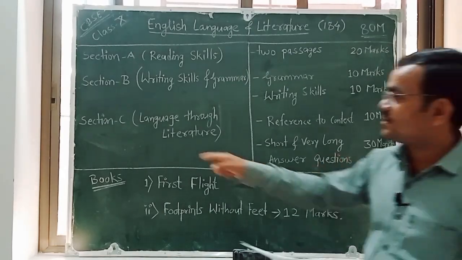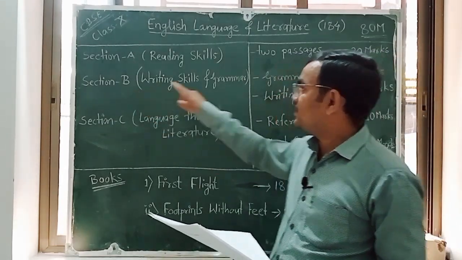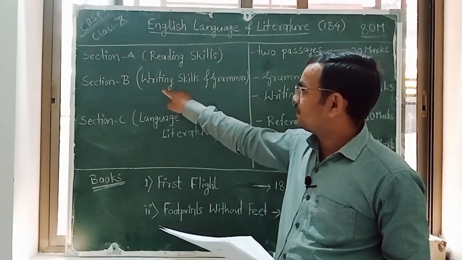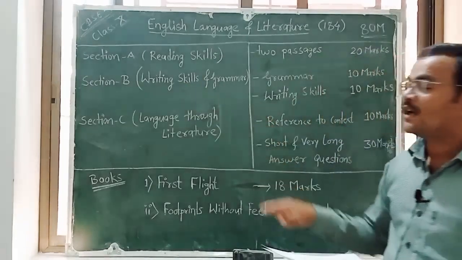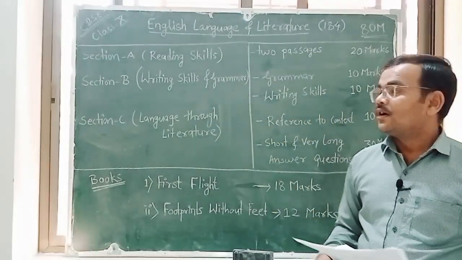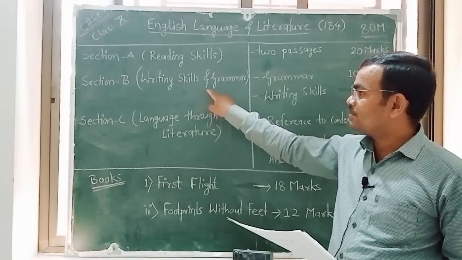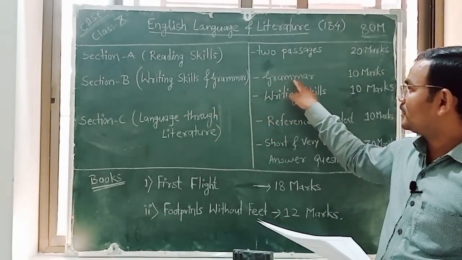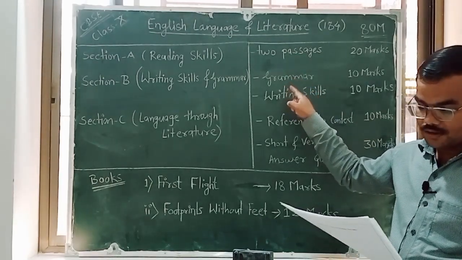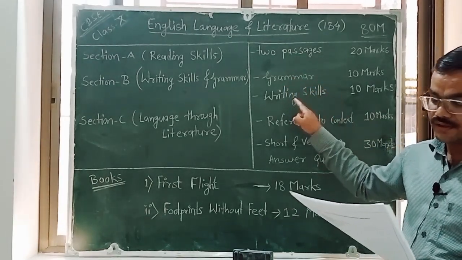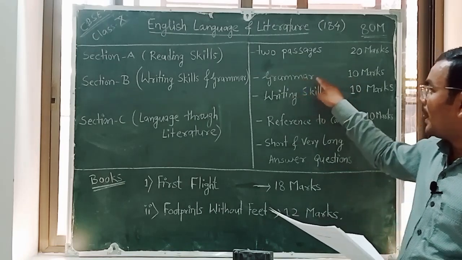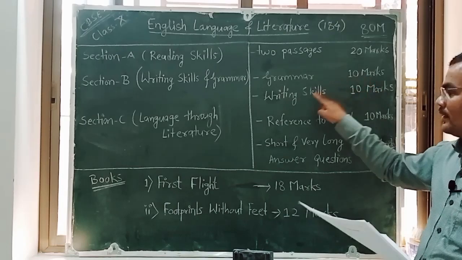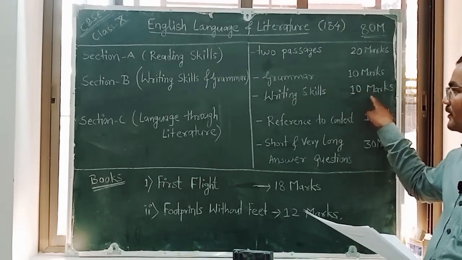Then we have section B, which is also of 20 marks. Section B is related with writing skills and grammar. In section B you will be having two questions. The first question is related with grammar, in which you need to solve 10 questions out of 12. The grammar section is for 10 marks, and writing skills is also for 10 marks.